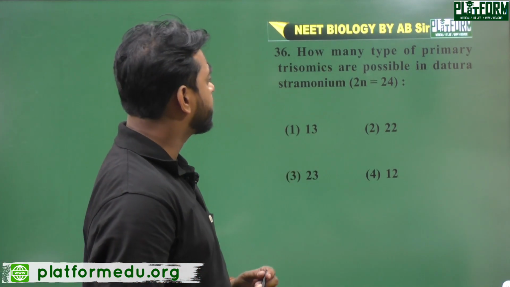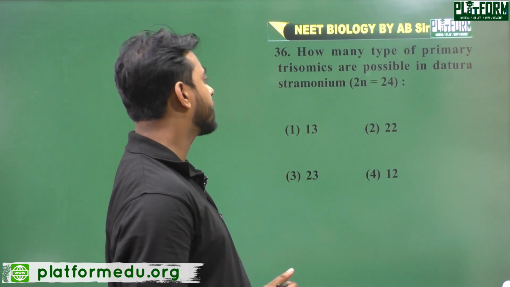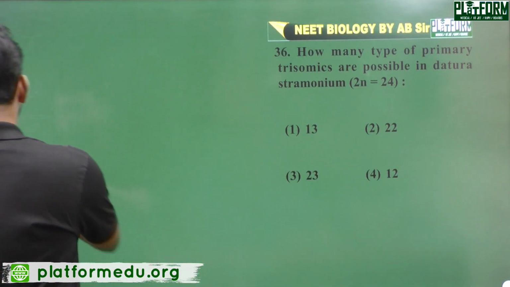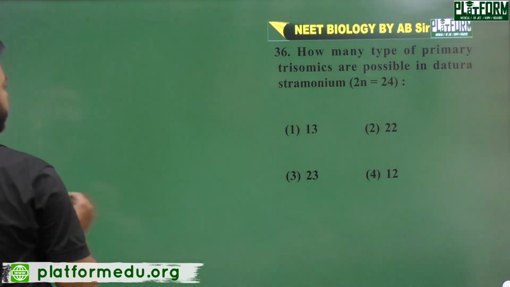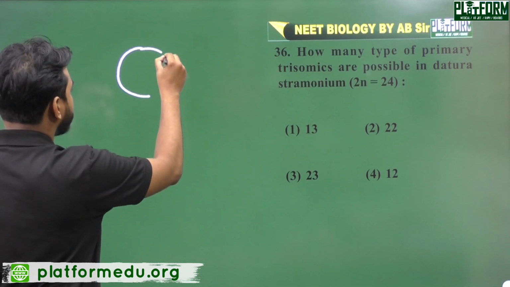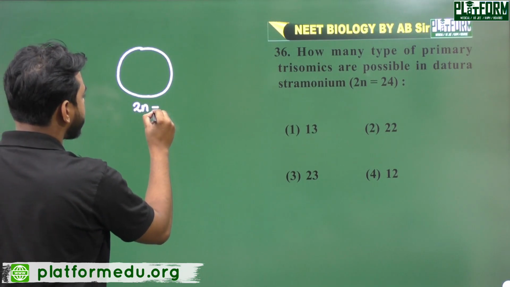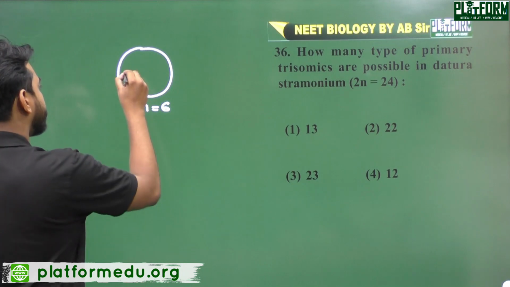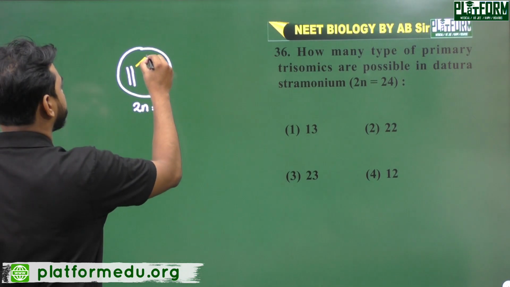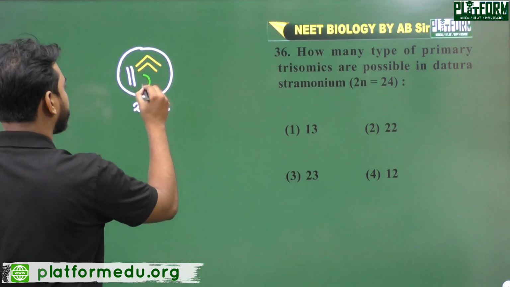Here it is written: how many types of primary trisomics are possible in Datura stramonium where 2n is equal to 24. Now what is the meaning of trisomy? Let's assume this one is a cell, and this particular cell has 2n equals 6. That means this cell has 3 sets of chromosomes. This one is the first set, this one is the second set, and this one is the third set.